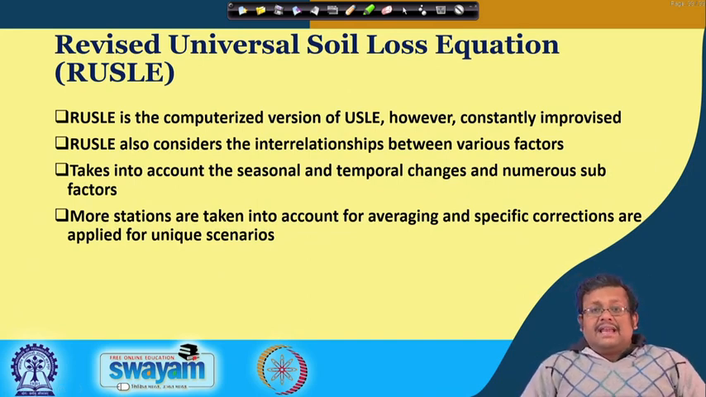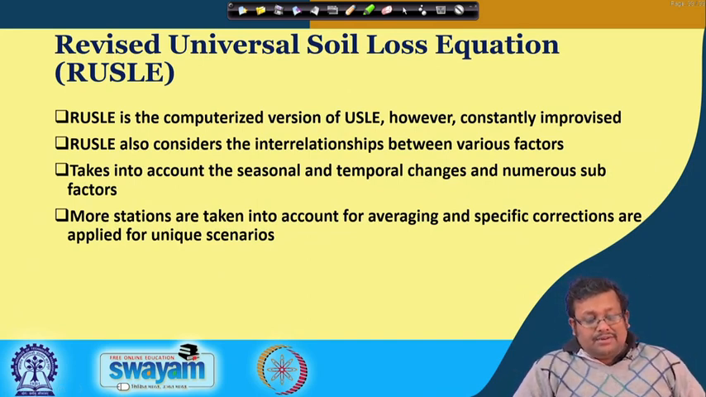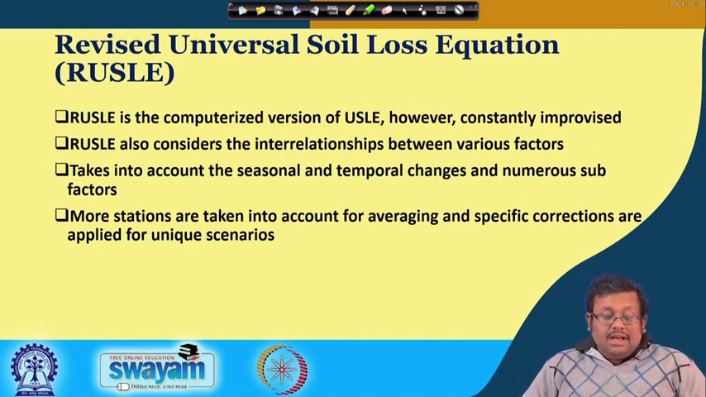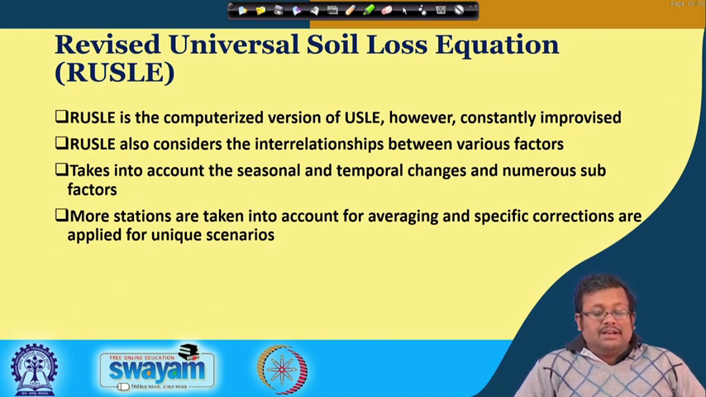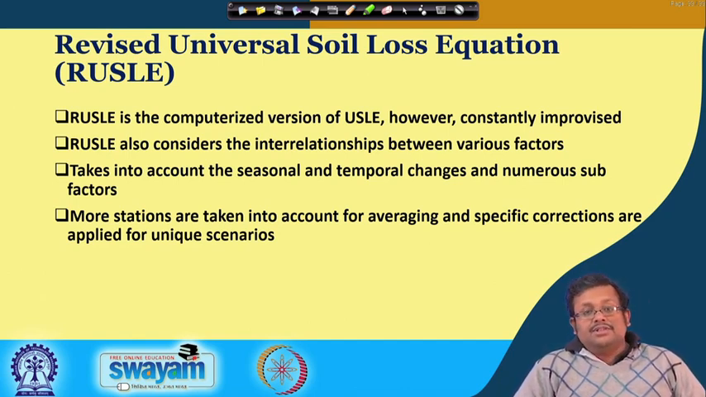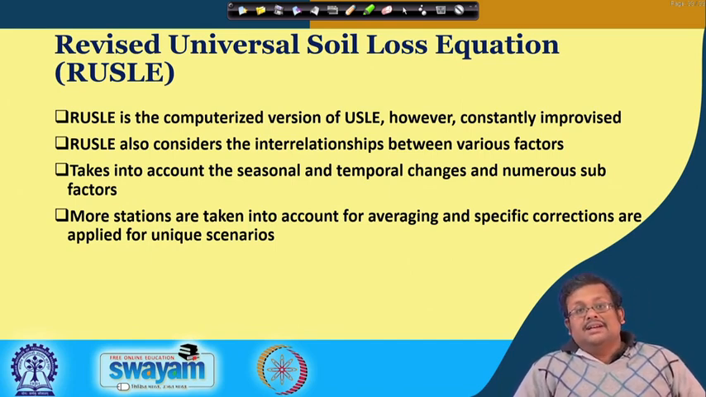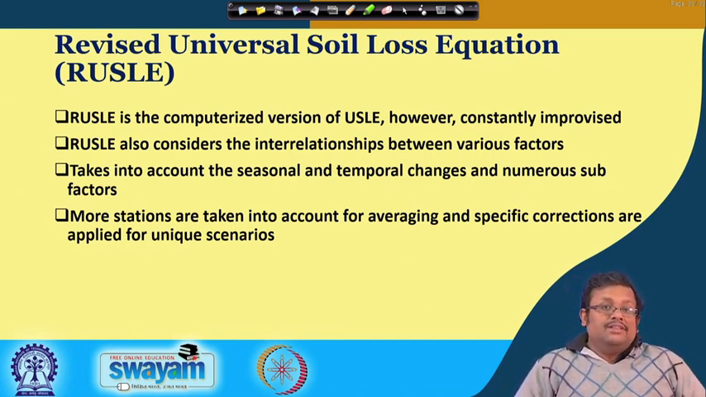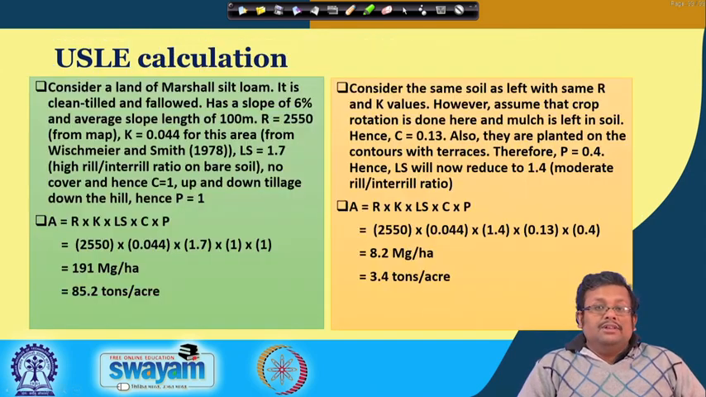There is another equation, which we call the Revised Universal Soil Loss Equation, or RUSLE. RUSLE is the computerized version of the Universal Soil Loss Equation, however constantly improved. It also considers the interrelationship between various factors, takes into account seasonal and temporal changes and numerous sub-factors, more stations are taken into account for averaging, and specific corrections are applied for unique scenarios.